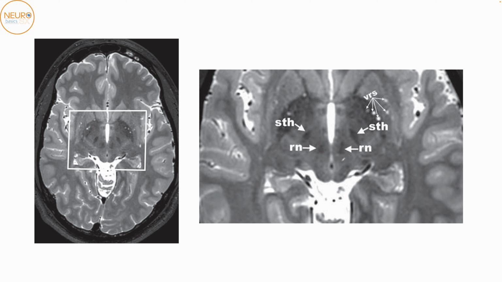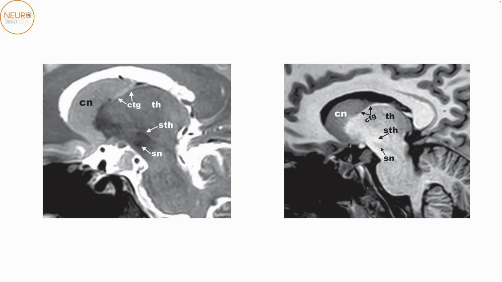Okay, so you can see it on axial imaging also. So here you've got the red nucleus lying within the brainstem or the mesencephalon over here. And the subthalamic nucleus over here, just below the thalamus. Same thing on sagittal imaging as we had already seen last time.